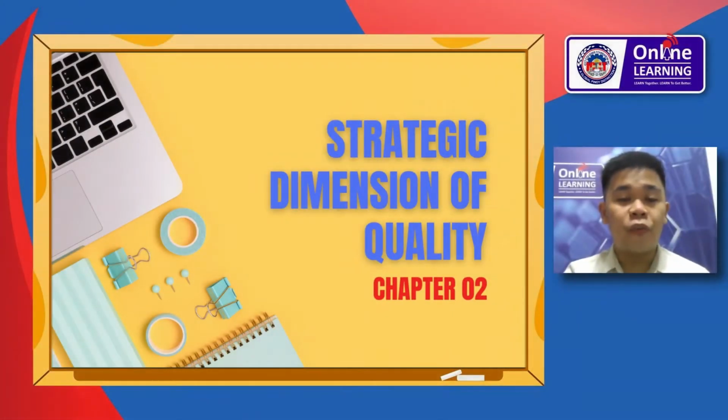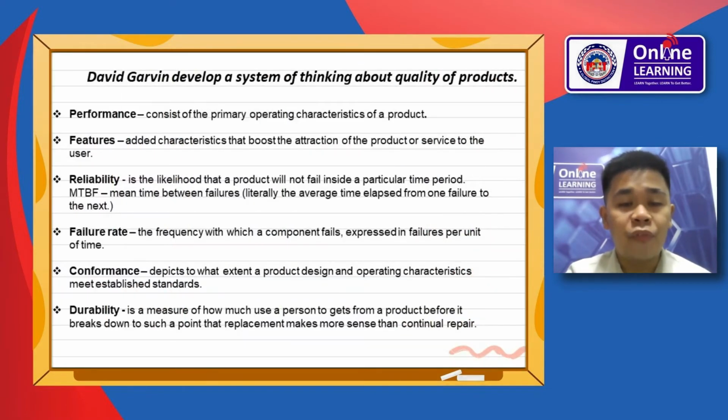Okay, for the continuation of our discussion for the TQM, for Chapter 2, Strategic Dimension of Quality. David Garvin developed a system for thinking about the quality of a product. First is performance, which consists of the primary operating characteristics of a product. Next is features, added characteristics that boost the attraction of the product or service to the users.